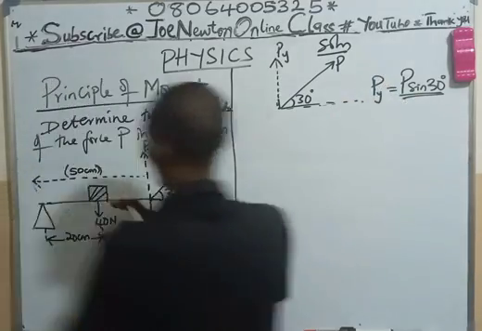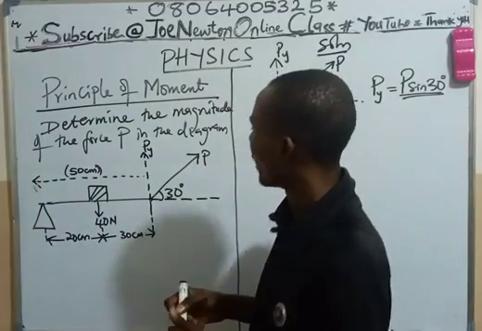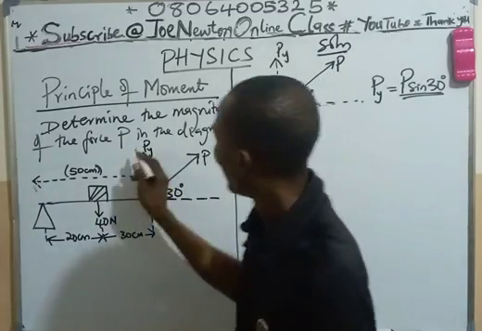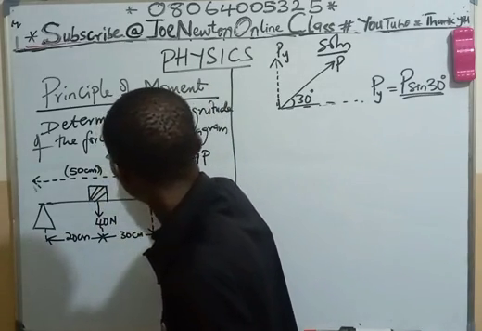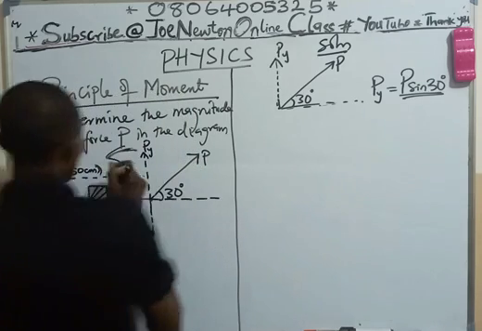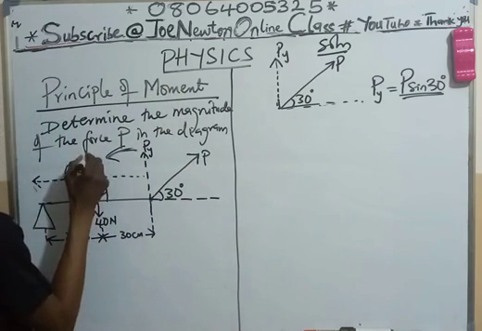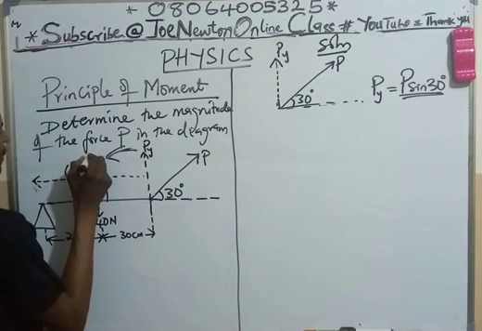We now come to this body. Coming to this body now, we are now to find this. Of course, this arrow shows the anti-clockwise moment.